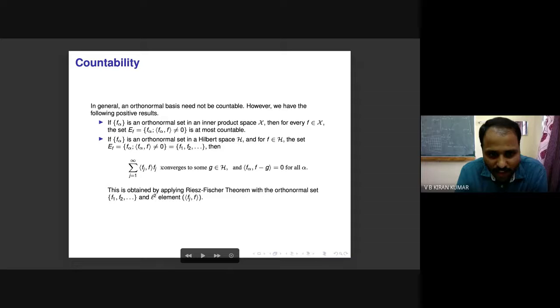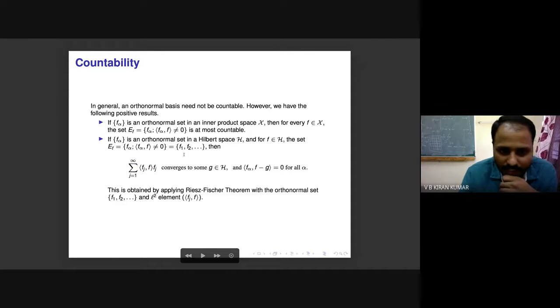Therefore, this will converge because we have already seen that whenever you have an orthonormal set, these coefficients will be in L2, and whenever an L2 sequence is there, this series will converge by the Riesz-Fischer theorem. So it will converge to some G belongs to H.